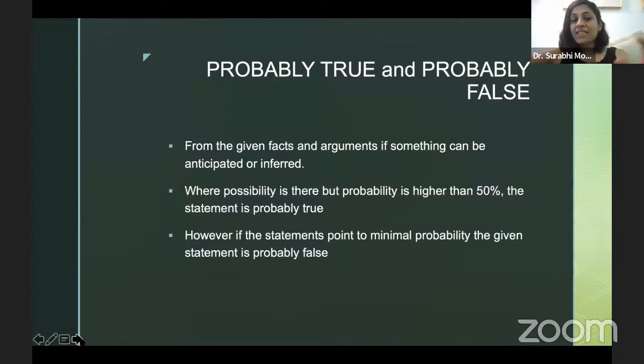From the given facts, if something can be anticipated or inferred, then it comes under the probability zone. Where the probability is higher than 50%, the statement is probably true. And where the probability is lower than 50%, the statement is probably false. And where we need more facts than are given, the statement will be cannot be determined.